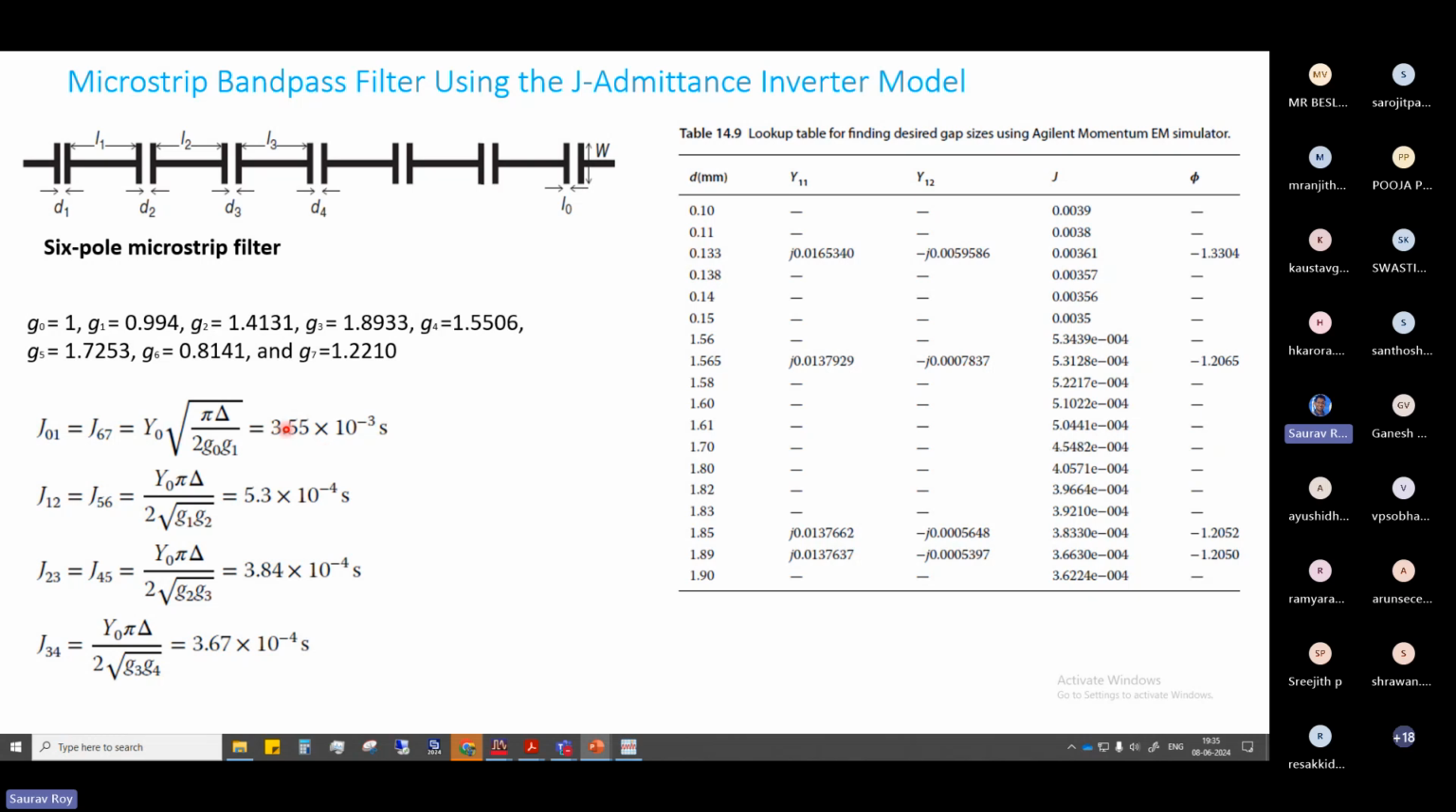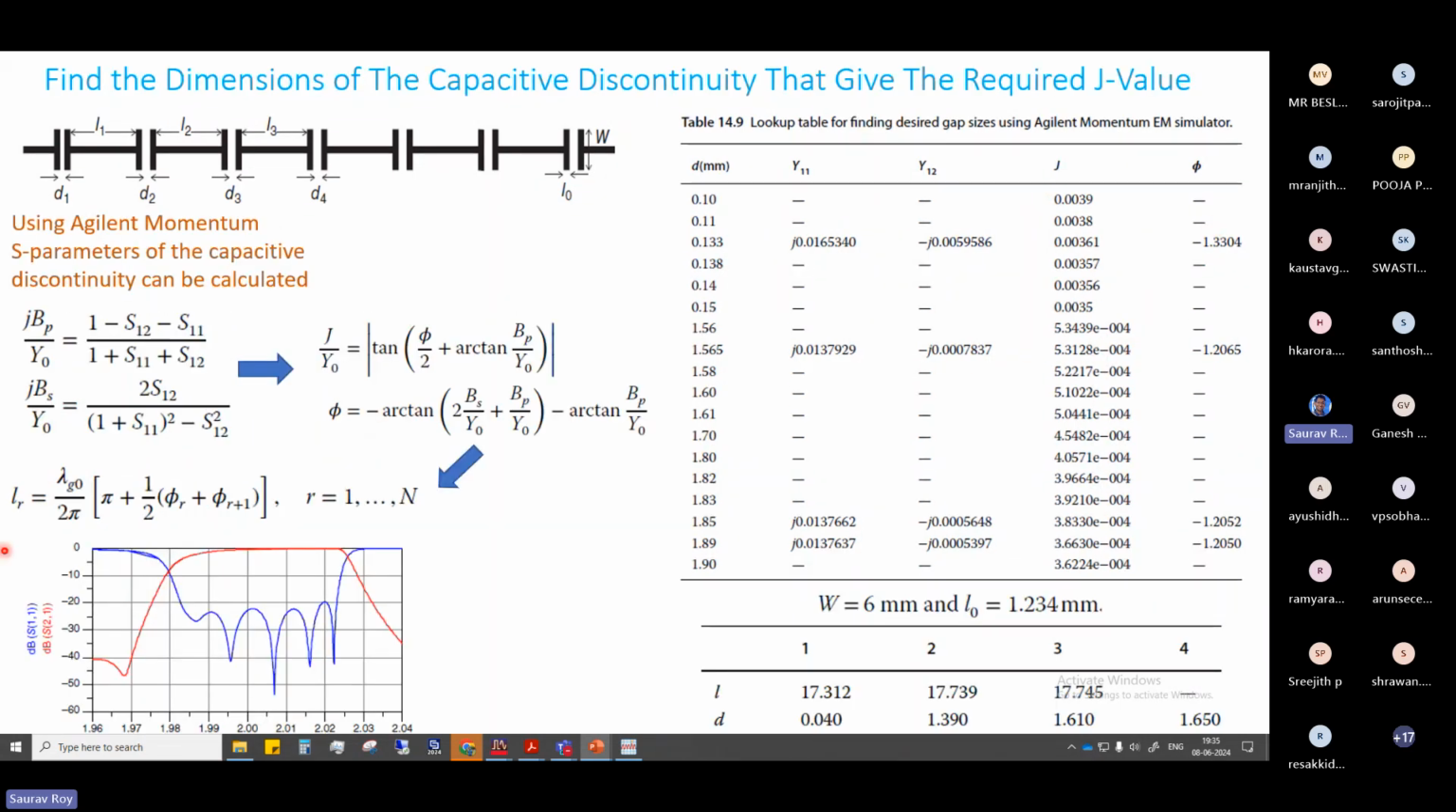Now you have to see which value of D is closest to your J here. That is how you have to calculate. Once you get that, then your task is to find the length. Then once you get the length, you can simply design your layout here. And this is what they have shown.